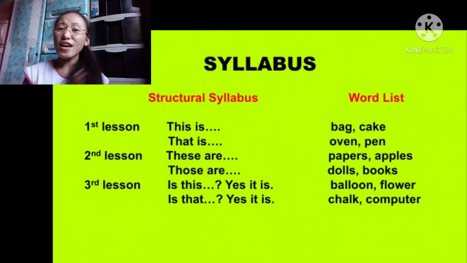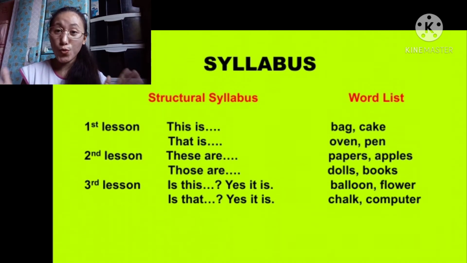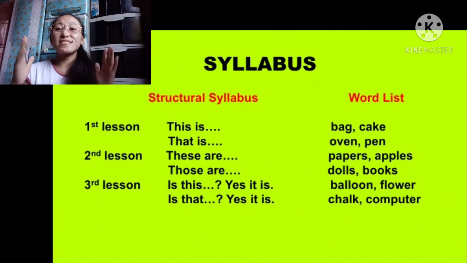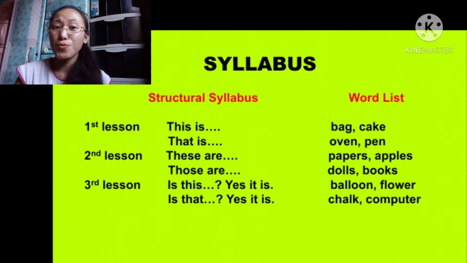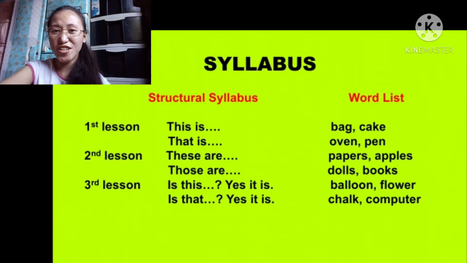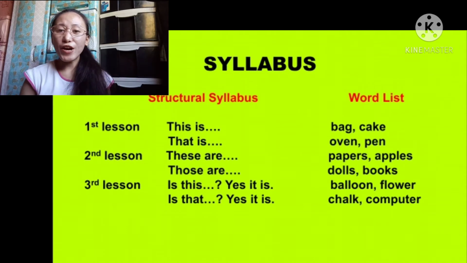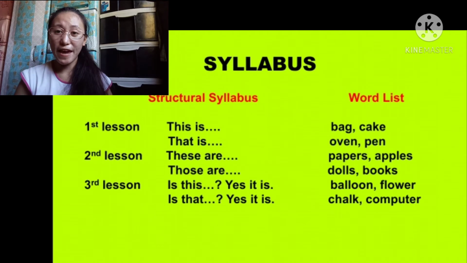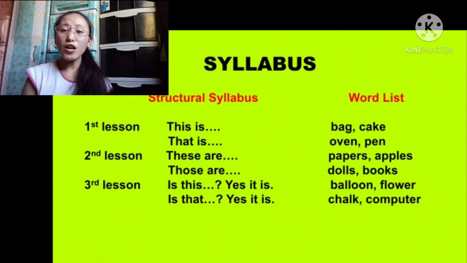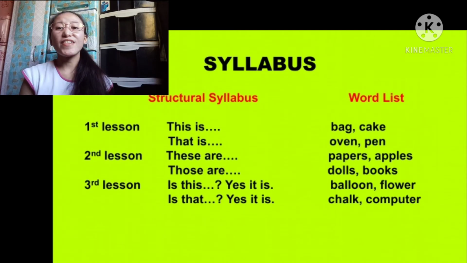Situational language teaching uses a structural syllabus and a word list, which is a list of the basic structures and sentence patterns of English arranged according to their order of presentation. Alright, so here we have an example of a word list in a 3-class lesson plan. So the word list B. For the first lesson, the sentence patterns are "this is" and "that is."